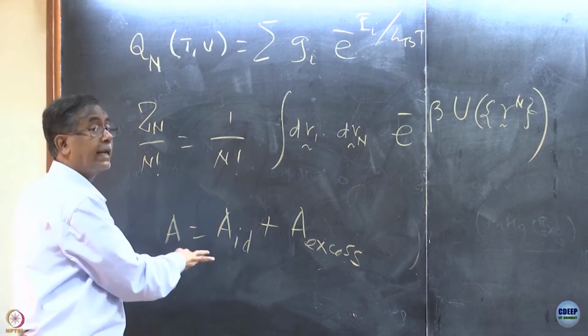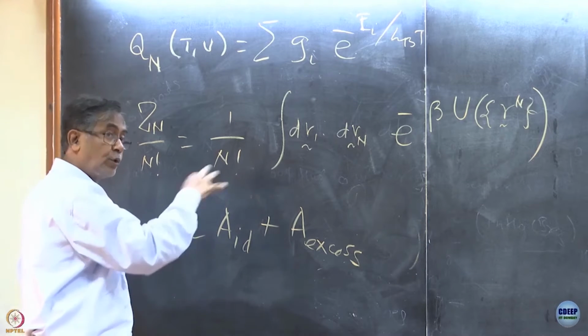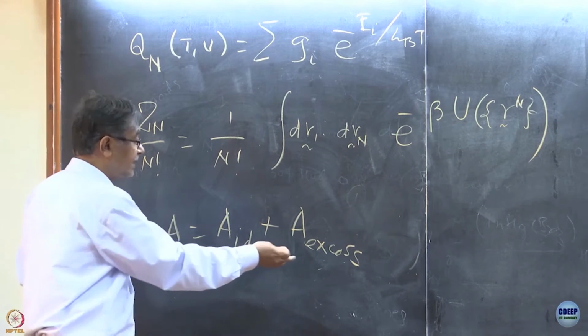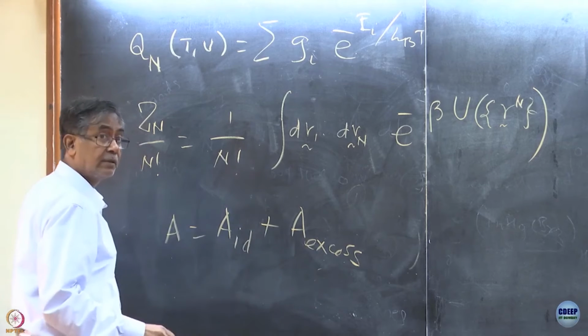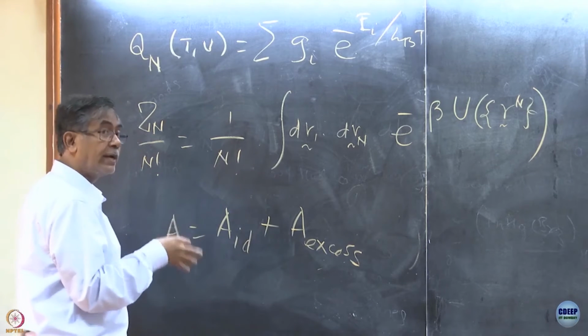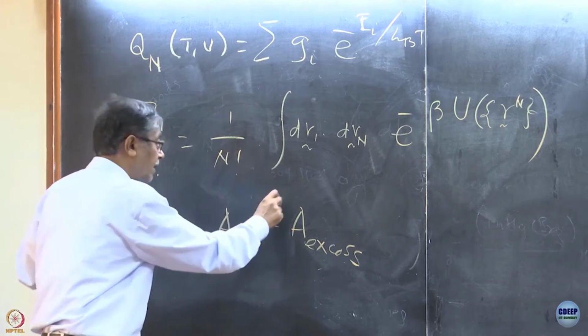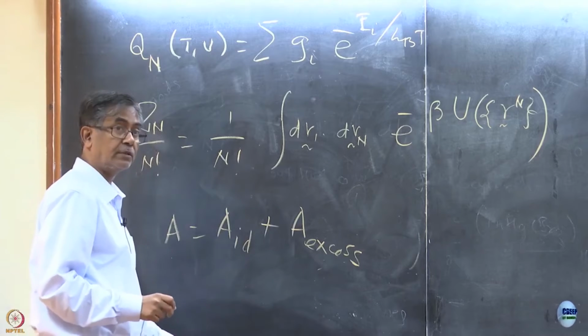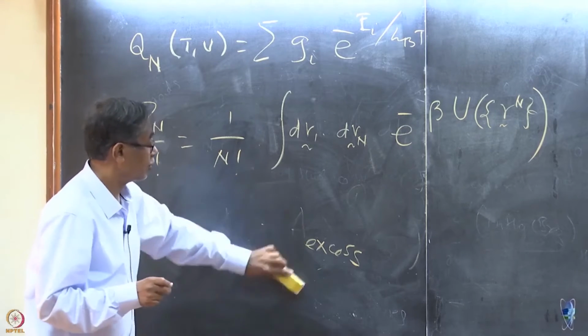A ideal is the ideal gas free energy, which we did, and this is the excess part, and this is the interesting part. This is the part we are now trying to do. So this part comes from the interactions among particles, and which is highly non-trivial.